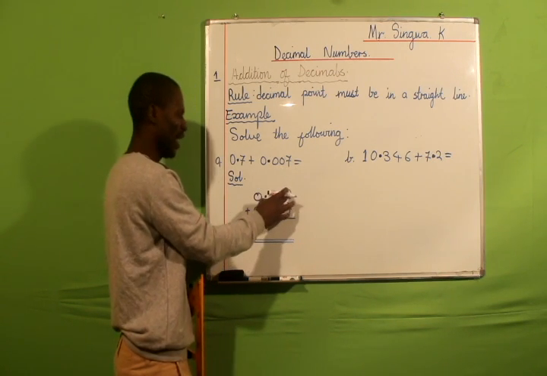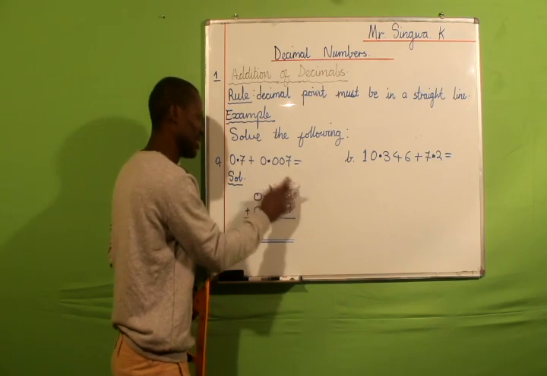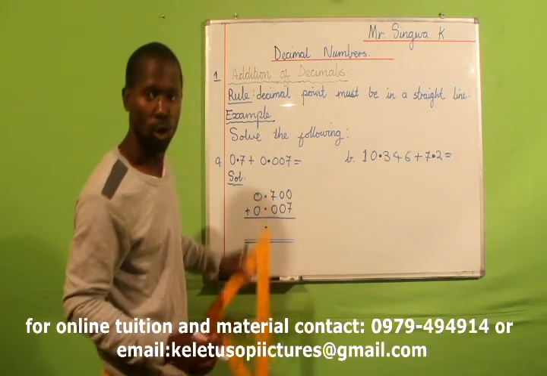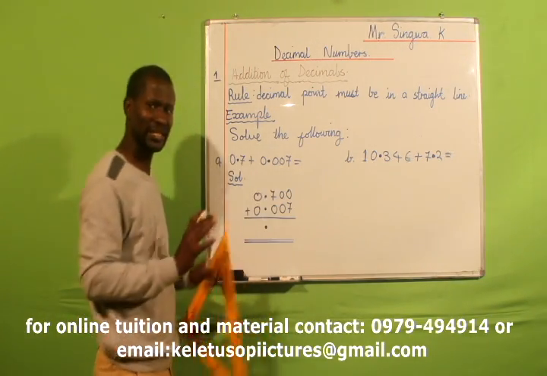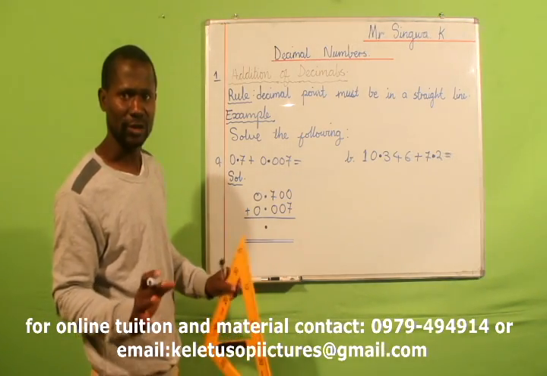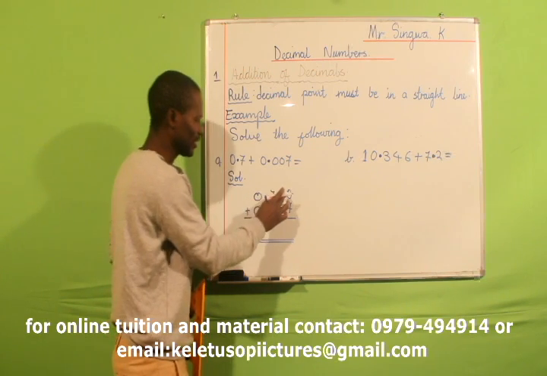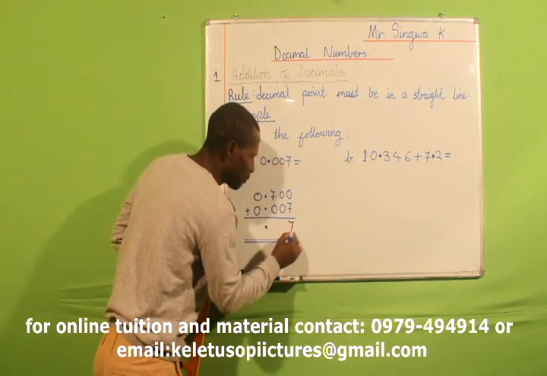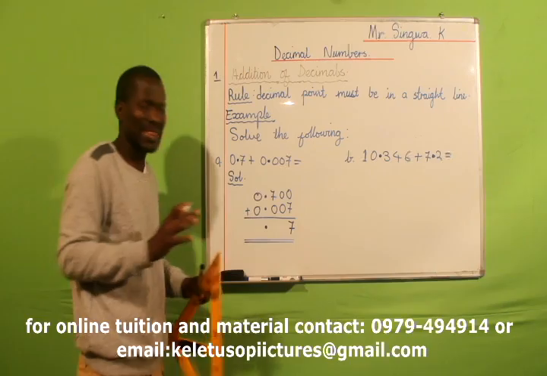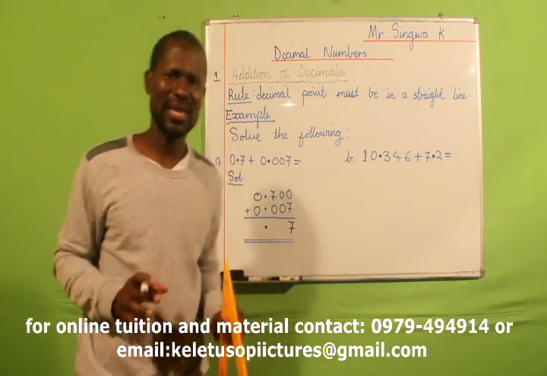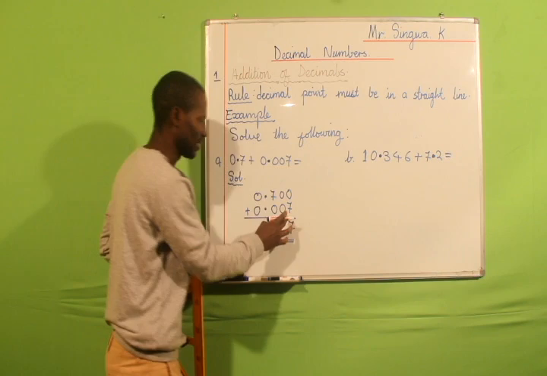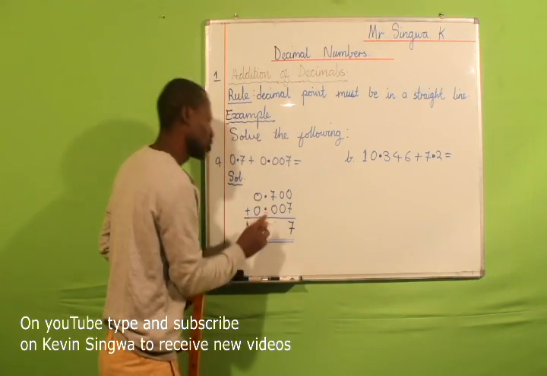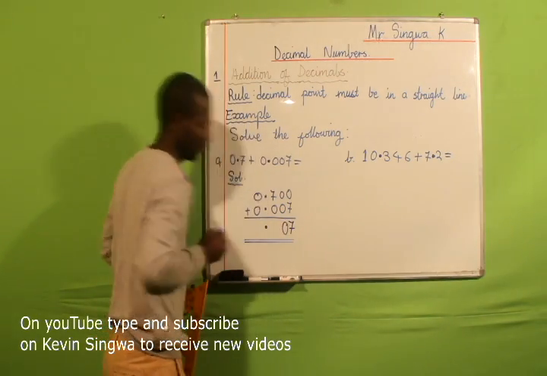Now, why have I added this? Because these are just holding the position. We call them placeholders. So placeholders do not change any value in terms of the calculations. Look here. When you are calculating 0 plus 7, it will still remain 7. There is nothing that has been changed there. Even when we come here, 0 plus 0 is still going to remain 0.